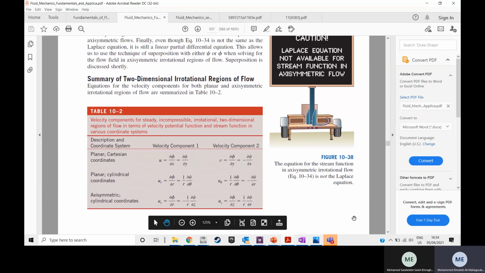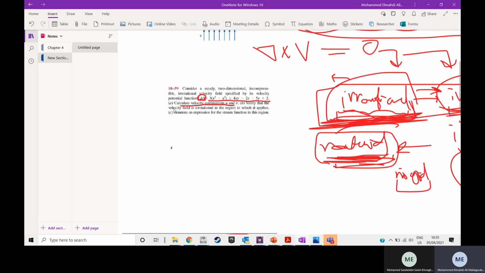Yes. So now let us go. Okay, it is just saying the derivative with respect to x, the derivative with respect to y, the derivative with respect to z for the velocity potential. For the stream function, the derivative with respect to y, and minus the derivative with respect to x to get the v component. Okay, so let's now get both components.